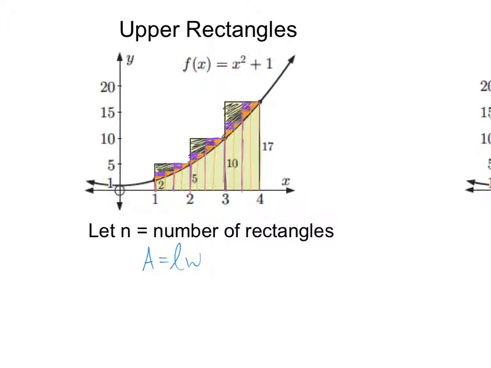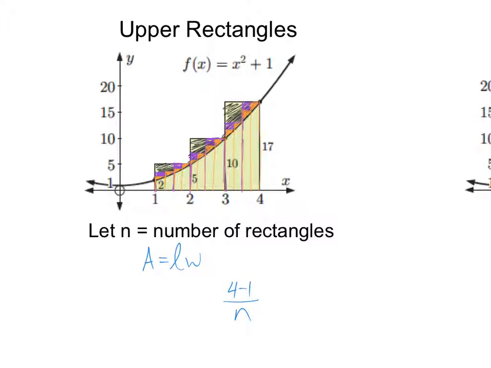Now, each of those rectangles is going to be part of that distance between 1 and 4. So if I do 4 minus 1, and then I divide it by the number of rectangles I have, that will give me the width of each of the rectangles. So if I want 20 rectangles, I have 3/20ths of a unit as the width of each rectangle. What did you get with 4 minus 1 and n? Like, is that a formula?